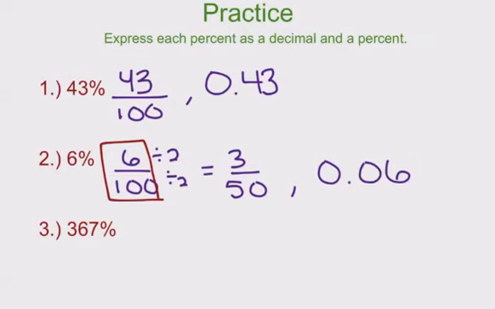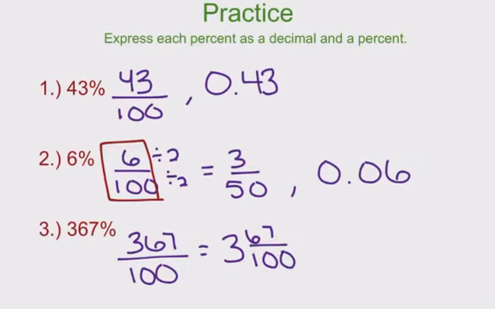In the next one, 367%, we'd write it as a fraction, 367 over 100. We want to reduce, so 100 goes into 367 3 times, with 67 over 100 left over. That would be our simplified fraction. Then we'd write a decimal of 3 and 67 hundredths.